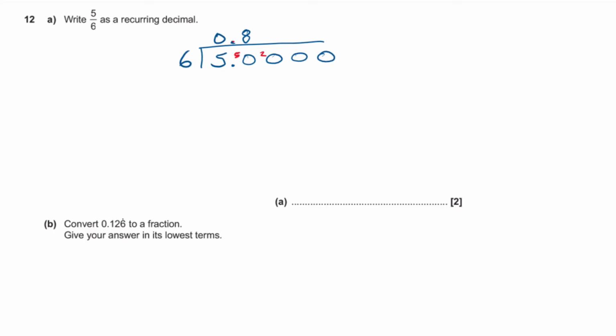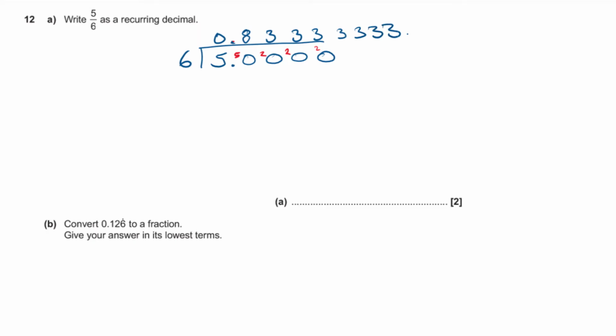6s into 20. 6, 12, 18 goes in 3 times remainder 2, doesn't it? So I'm going to write the 3 up here. 3 6s, 18. 20 from 18 is 2. And you can see after that, it's just going to keep repeating, isn't it? Because I've got 6 into 20 again, which is going to be 3 again, and it's going to leave a remainder of 2 again, and so on. So I'm just going to get a bunch of 3s after that going on forever.